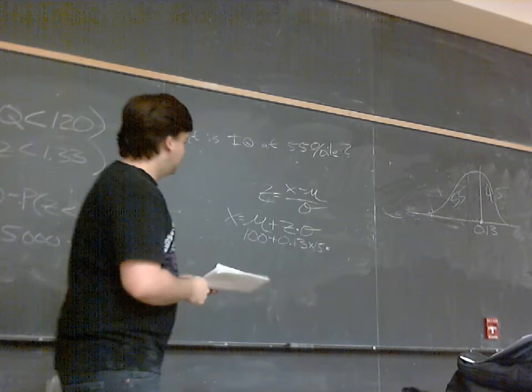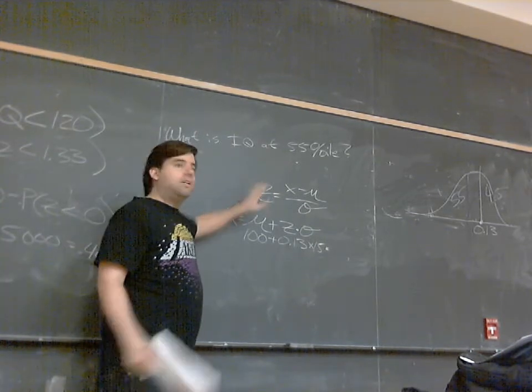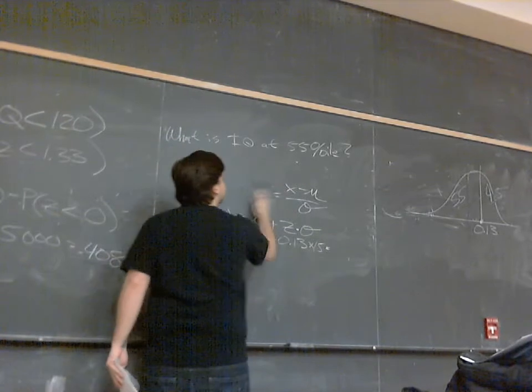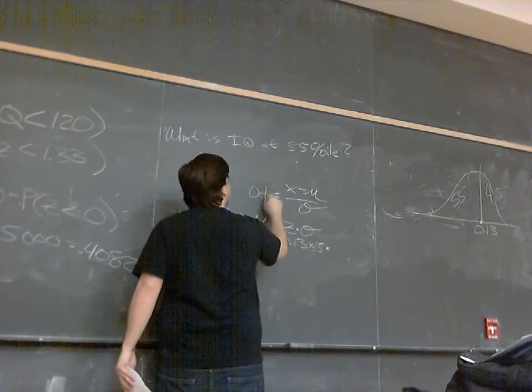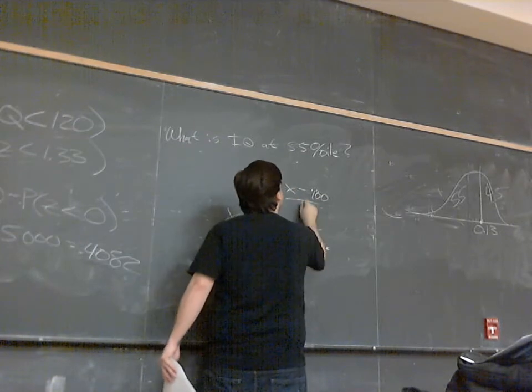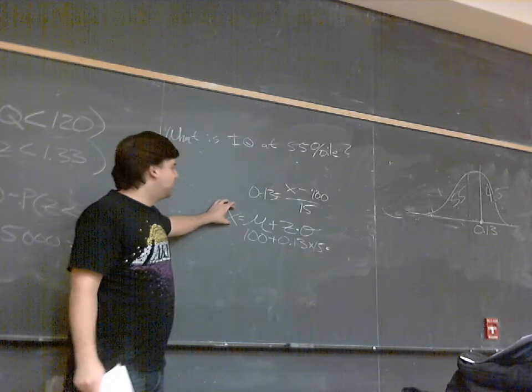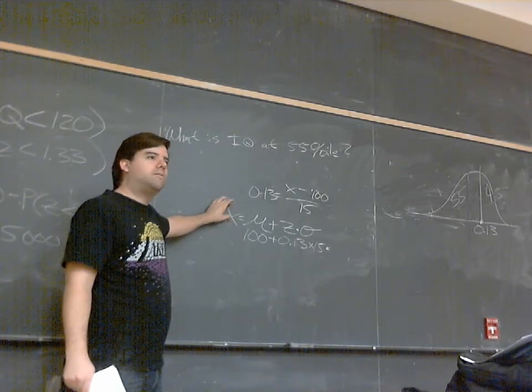What is x equals mu plus z times sigma? If I take my z-score formula, right here I know everything except x. I know z is 0.13. I know the mean is 100, that was given. I know the standard deviation is 15. I want to solve for x. This here is just a solution for x.